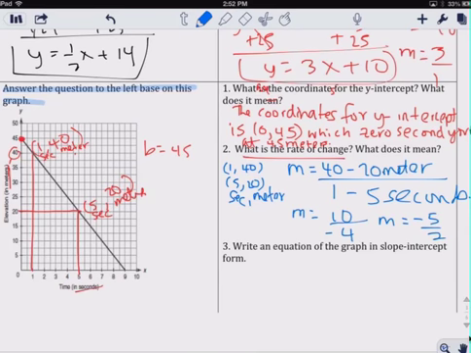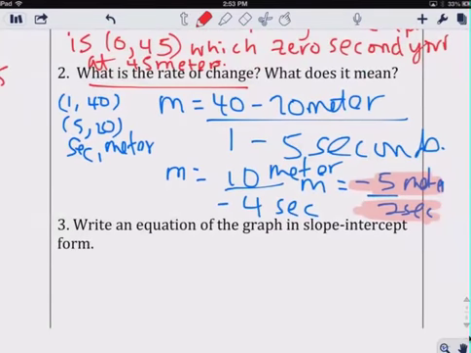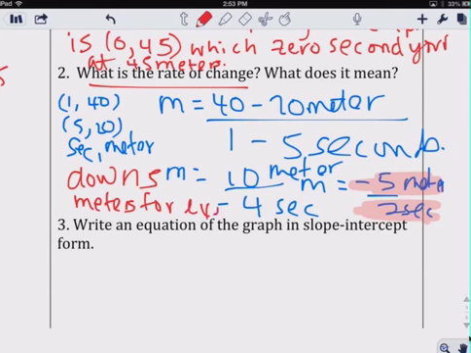What does it mean? These are meters, and this is seconds. Meters and seconds. That means down 5 meters for every 2 seconds. Okay? Down 5 meters for every 2 seconds.